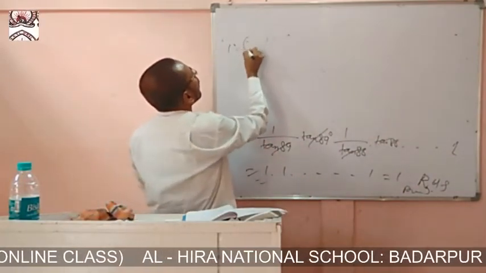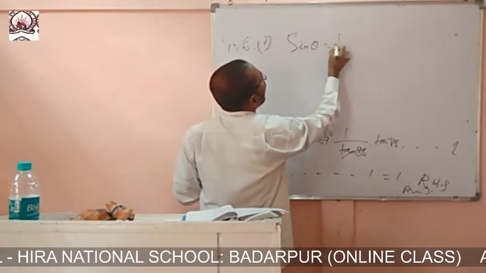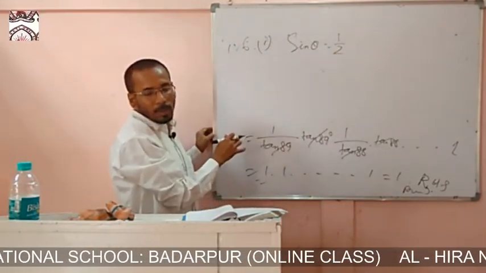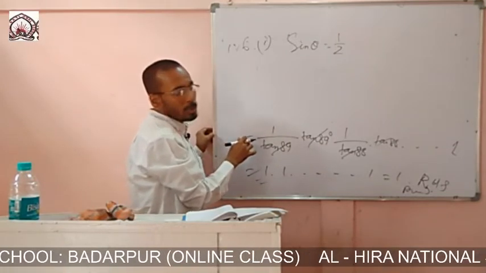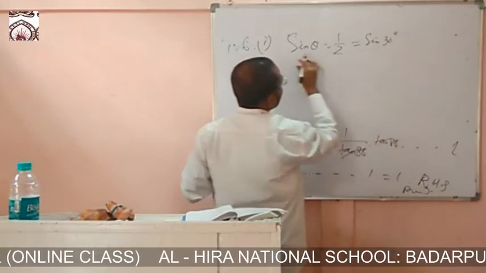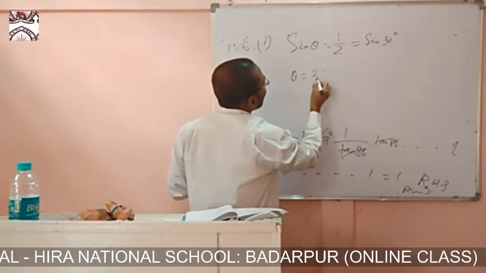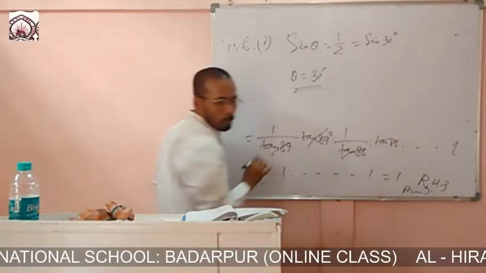Question number 1, sin theta is equal to half. So half is sin 30 degree. So sin theta is sin 30 degree, so sin cancels, theta will be 30 degree. This is very simple.